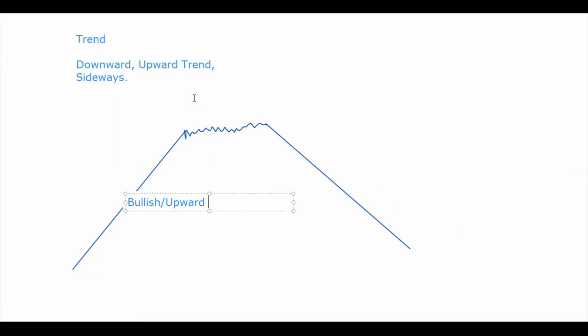Then we have the sideways here, sideways stroke consolidation. Then now we have this downward trend, the bearish trend. So this is what we have to know.